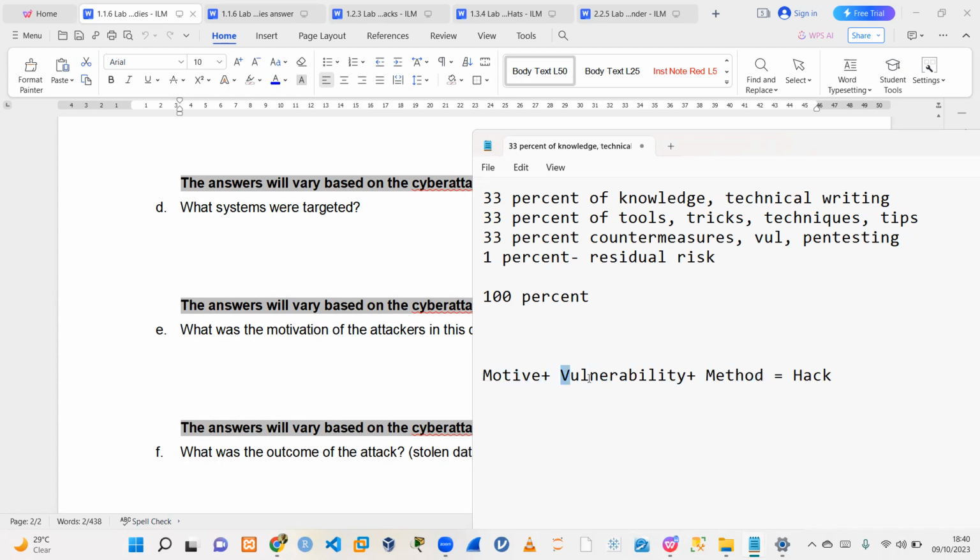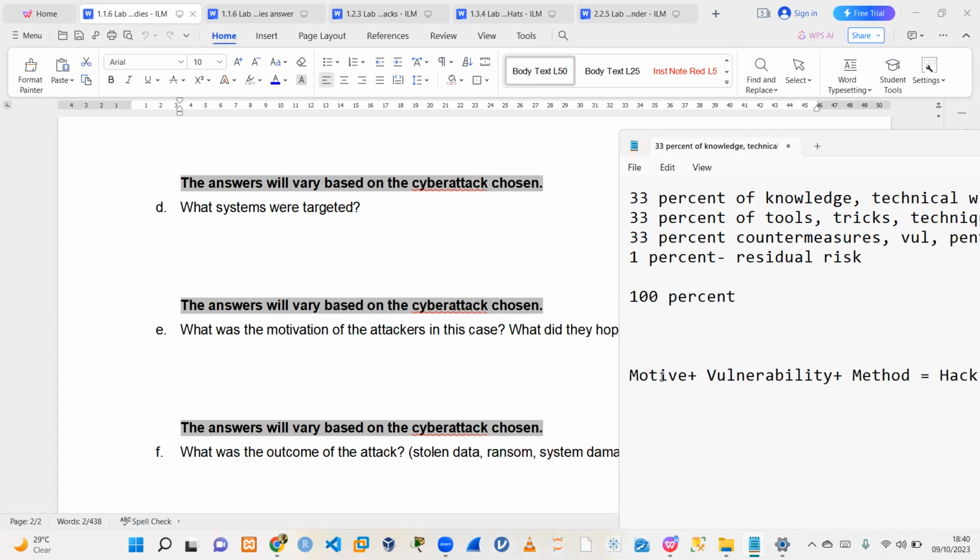If there's a vulnerability in a system, and somebody has not found a method to get by it, you don't have a hack. Most of the time, a hack starts from motive. That's why, as a cybersecurity analyst, you also have to understand the motive.